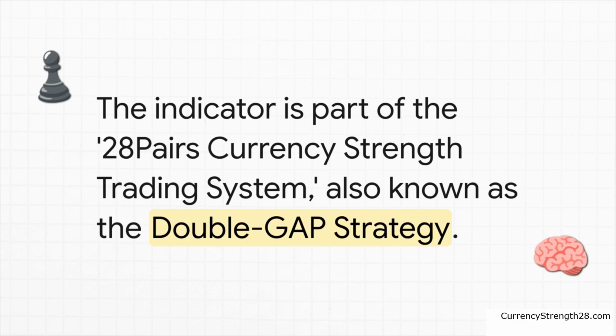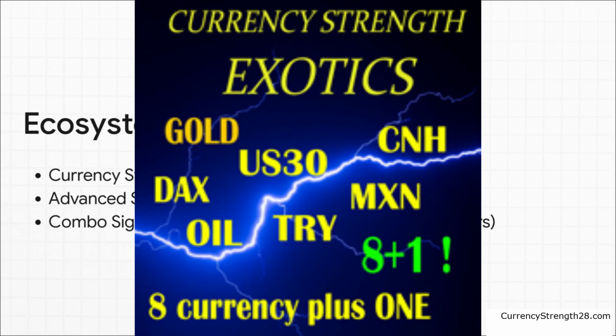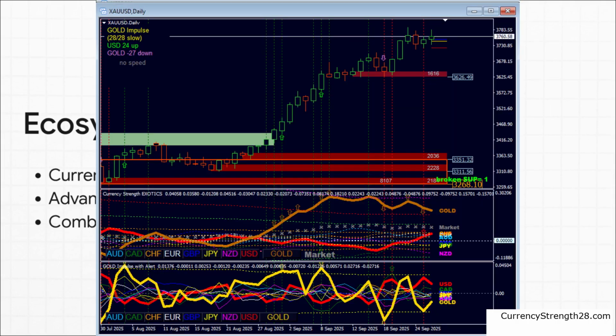That context is everything. It's not just a philosophy either. It's a whole ecosystem of tools. The manual really pushes this idea that the impulse indicator is meant to play nicely with other products, like currency strength exotics and advanced supply demand. And get this, there's even a special companion tool called Combo Signals EXO that's designed to pull all the signals from all the different tools together in one spot.